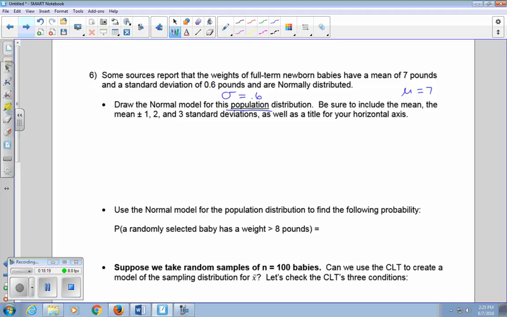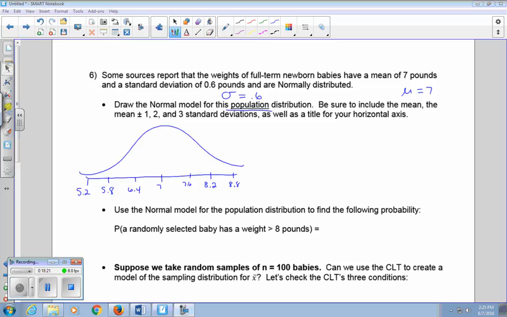Okay, so let's draw this distribution. We can label this with weights. And so any given weight, or X, let's call it, is normally distributed. Our weights are normally distributed with mean 7 and sigma 0.6.